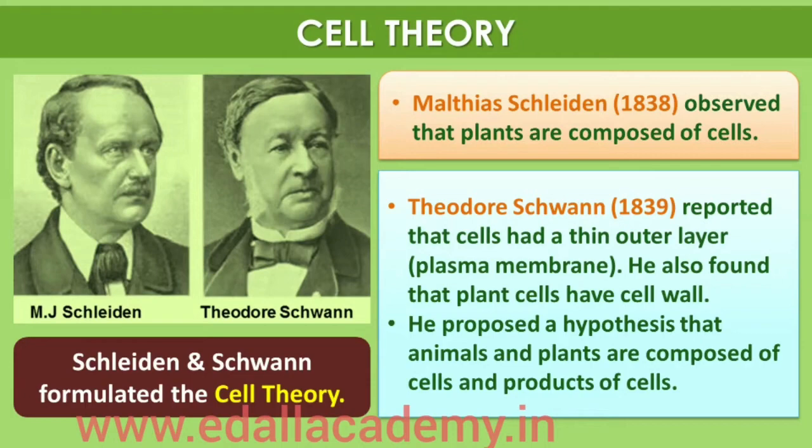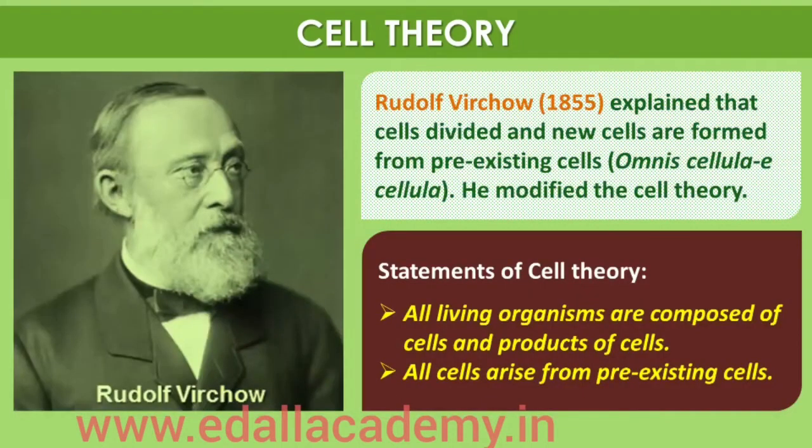Schleiden and Schwann together formulated the cell theory. This theory, however, did not explain how new cells were formed. Rudolf Virchow, 1855, first explained that cells divided and new cells are formed from pre-existing cells, omnis cellula e cellula. He modified the hypothesis of Schleiden and Schwann to give the cell theory a final shape. Cell theory as understood today is: 1. All living organisms are composed of cells and products of cells. 2. All cells arise from pre-existing cells.